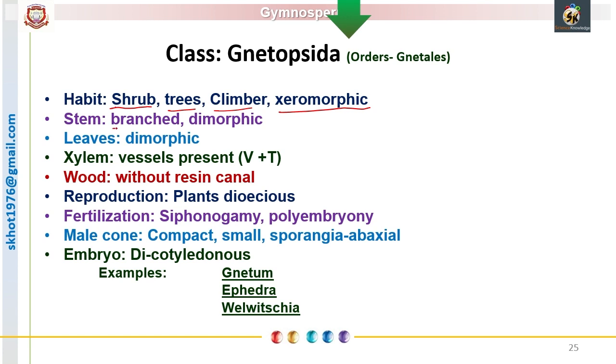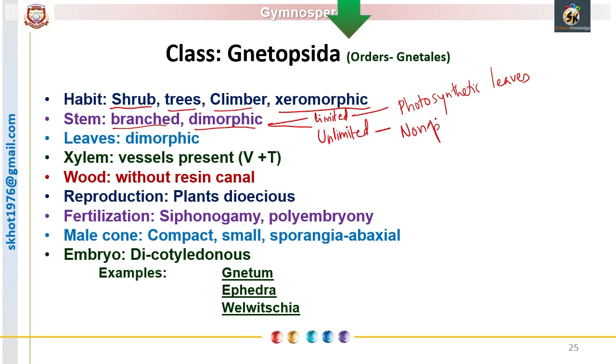The stem is branched in all the specimens and it is dimorphic. Here we will get two types of branches: branches of limited growth and branches of unlimited growth. The limited growth branches will have the photosynthetic leaves most commonly, and the unlimited growth branches will be covered by non-photosynthetic leaves, or we can say scaly leaves. So leaves are dimorphic.